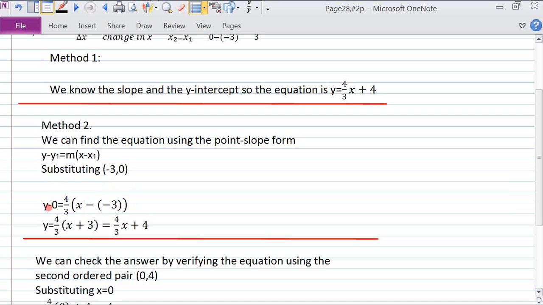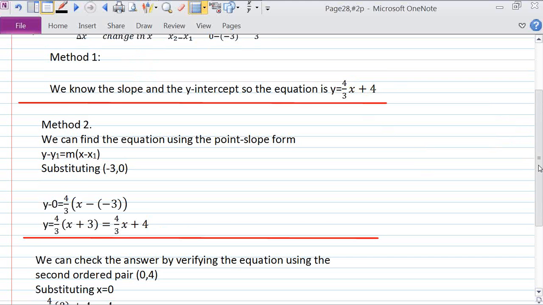This gives me y equals 4/3 x, minus 3 gives me plus 3. Now when I use the distributive rule on this, 4/3 times x gives me 4/3 x. And 4/3 times 3, the 3 here cancels with that 3 right here, and I get plus 4. Notice that this is the same as what we previously obtained when we used the slope and the y-intercept form.